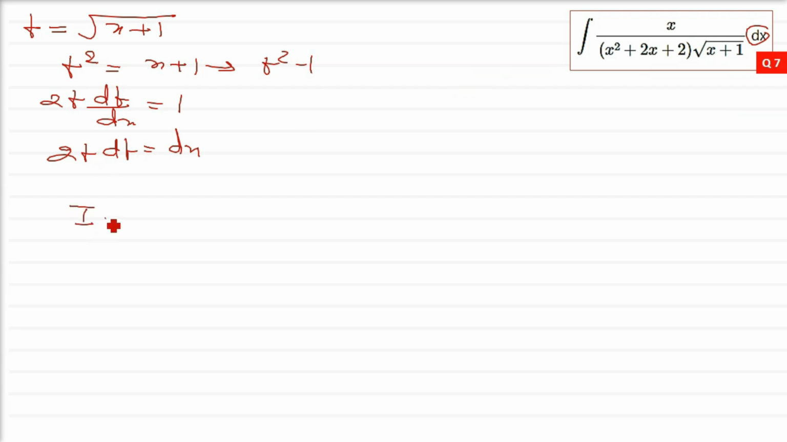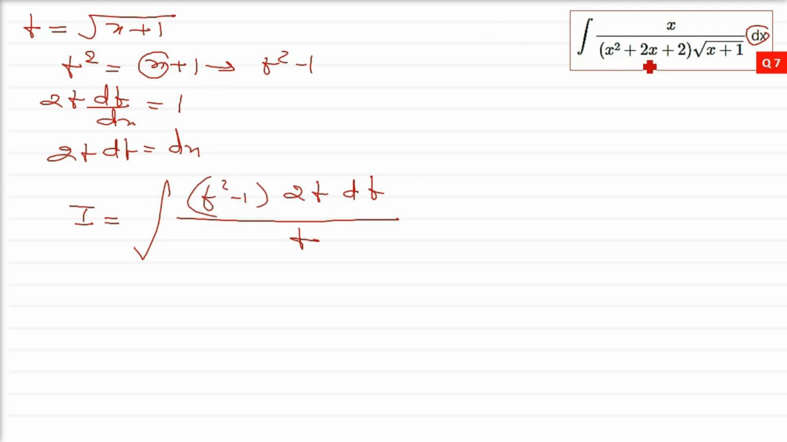And then we also have x square plus 2x plus 2. So let's replace whatever we have got. In place of dx I am writing 2t dt. Under root x plus 1 we are writing t. In place of x we can write t square minus 1. So let me write t square minus 1 here.